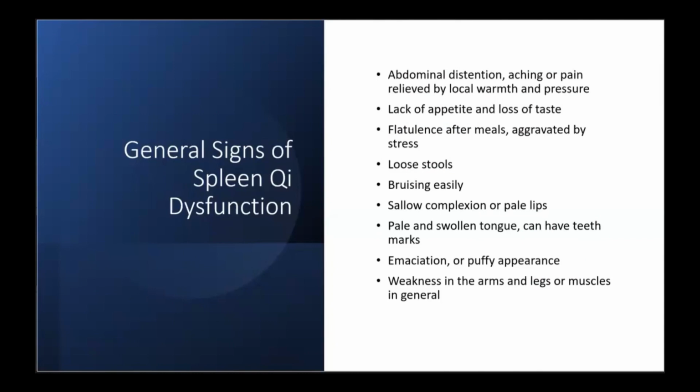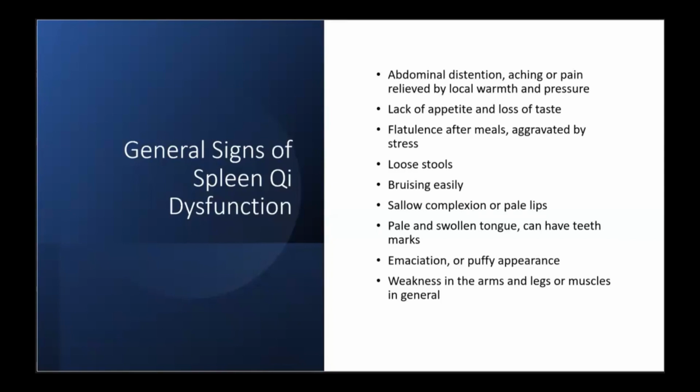Loose stools, not formed. That up-bearing function is falling down. The muscles are losing the ability to hold things together. Easy bruising. The spleen holds the blood in the blood vessels. When it's weak, you start to bruise easily. Sallow complexion, pale lips. The blood is weak. Why? Because the spleen's not engendering it. The spleen's not building the blood. It's not extracting from what you take in the important essence of that food to nourish the blood. So the blood becomes deficient and you become pale.